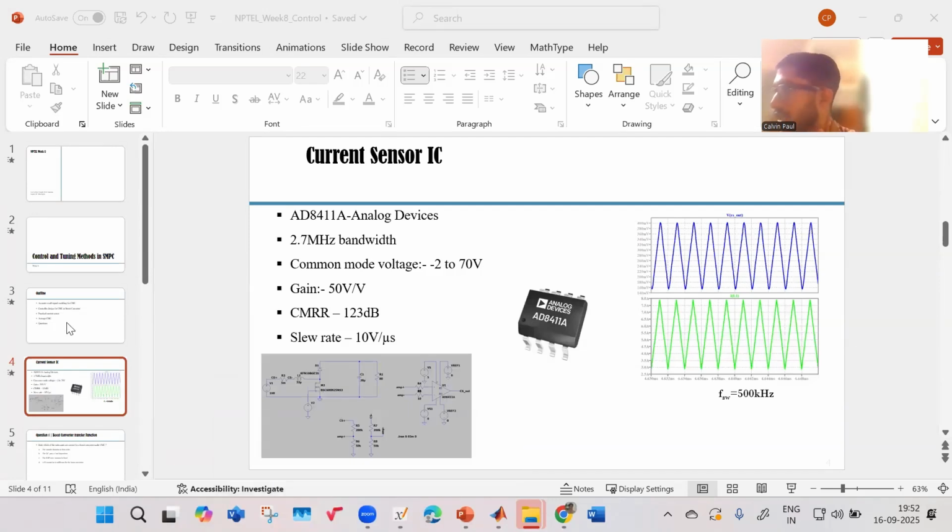Are you able to see the assignment solutions? Has that matter been resolved? Regarding the assignment, finding the gain crossover frequency. Can you explain a little bit?